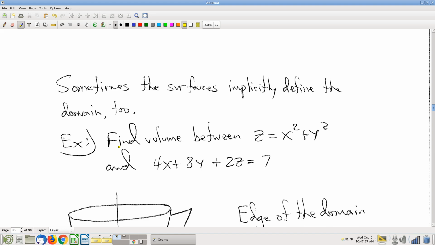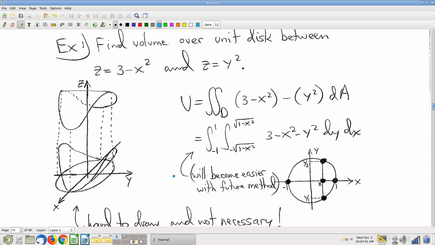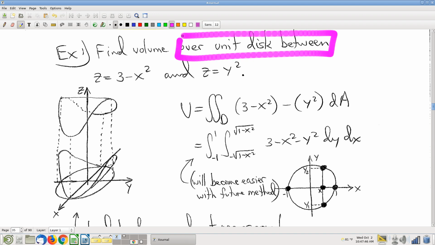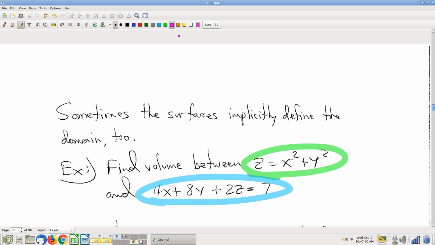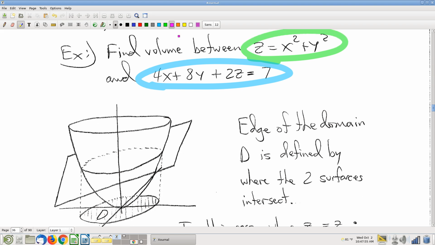Okay, heads up about a certain kind of problem that will come up sometimes. The question here is to find the volume between that surface and this surface. And notice it does not tell you over what domain. Here, we were looking for the volume between 2 surfaces sitting over a given domain. The domain is not given here. Sometimes, then, the point is, you don't need to give the domain. The domain is implicit.